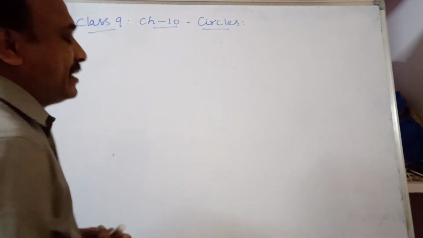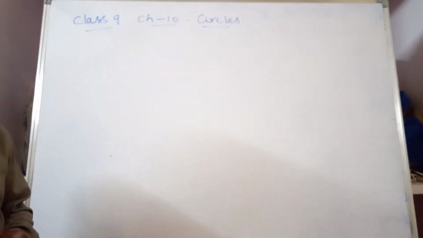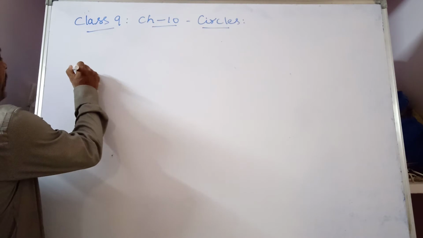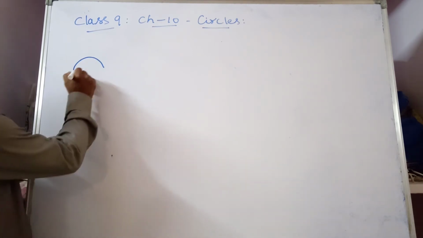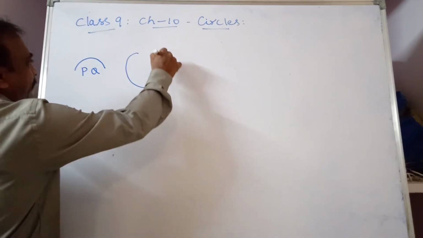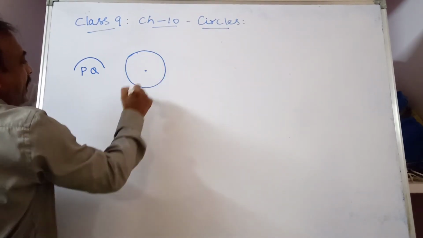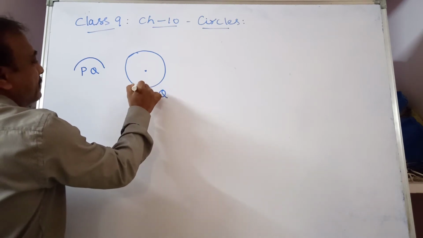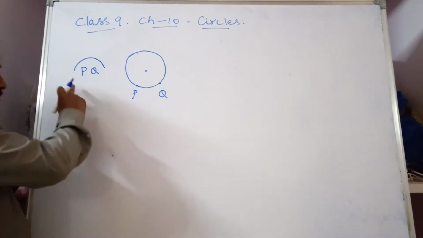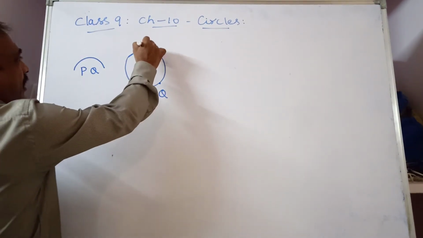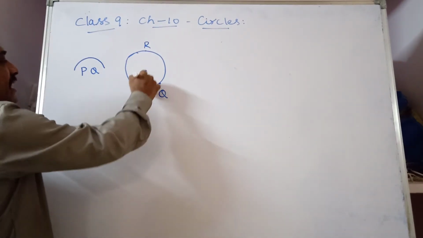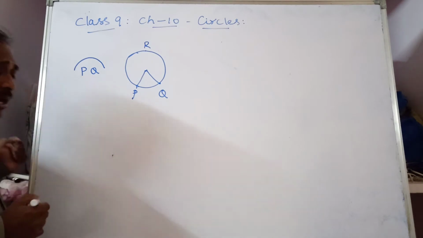Till now we have discussed the parts of the circle. The arc of a circle is denoted by this. Suppose PQ, then it is denoted by arc PQ. Observe it. If this is the circle with center O, this is arc PQ. And the major arc means PRQ is the major arc. If it is big, then this is the sector, which we have already discussed.